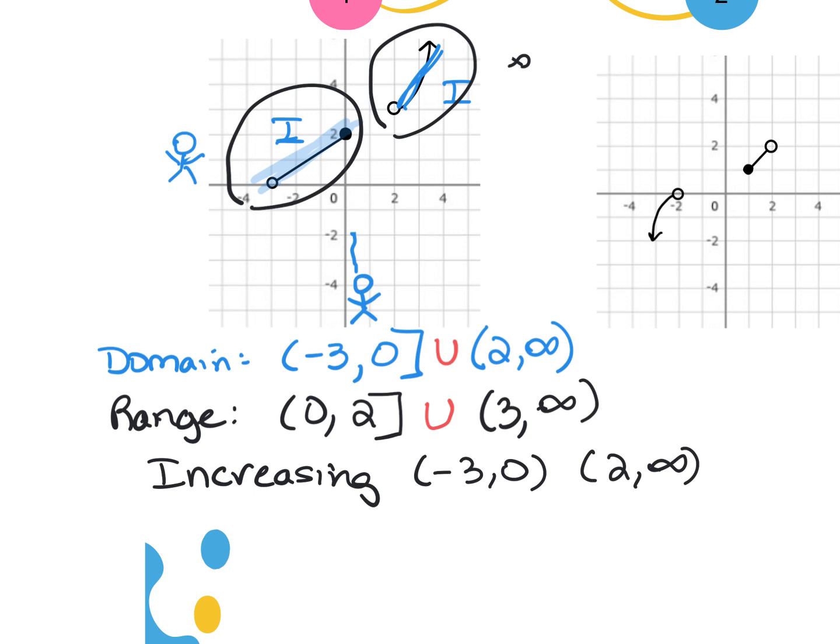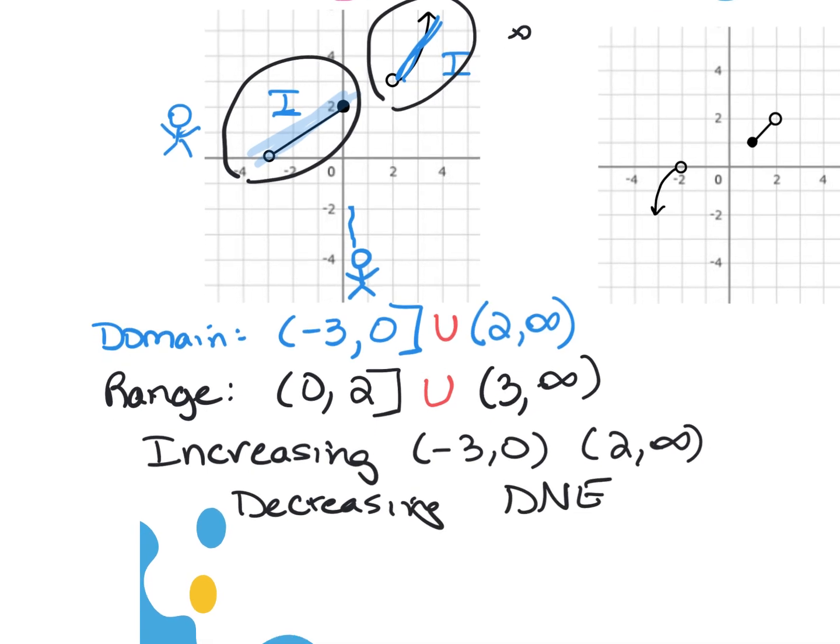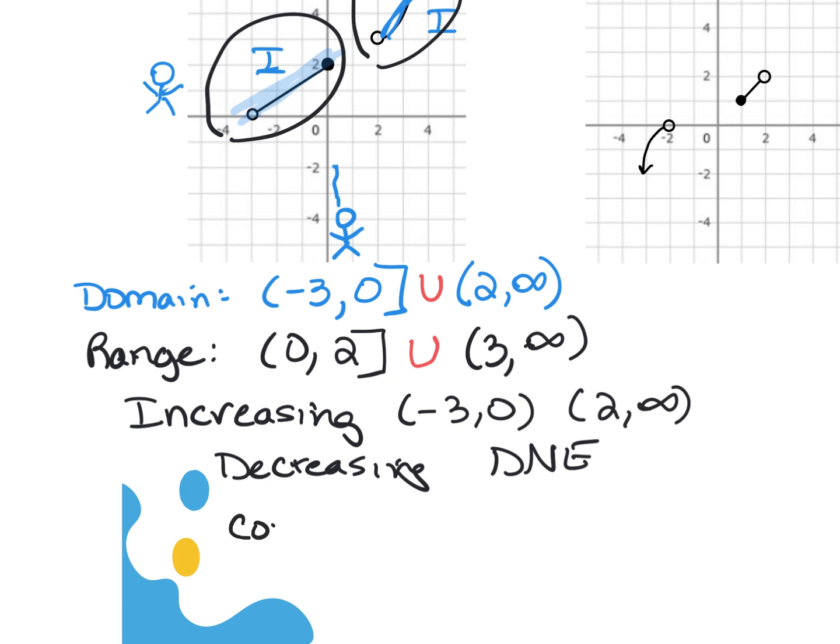Now, there is no decreasing part to this graph. So for decreasing, you're going to type in DNE on WebAssign, and then the same thing for constant. There are no flat or horizontal lines, so you're going to say DNE.